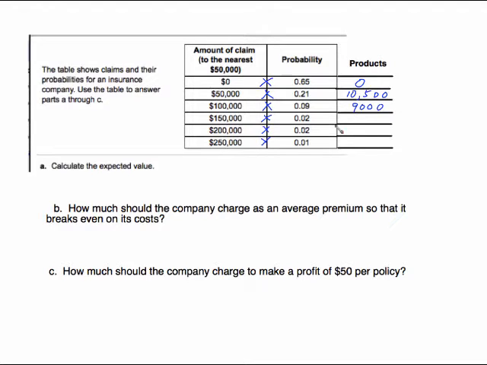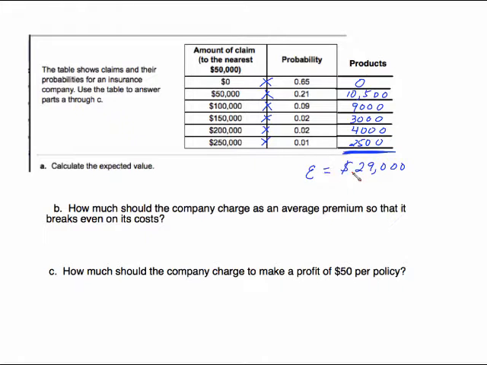etc., etc. So 0.02 times 150,000 is 3,000. 0.02 times 200,000 is 4,000. And 0.01 times 250,000 is 2,500. If I add all of that up, that is my expected value, and that adds up to $29,000. That is my expected value.